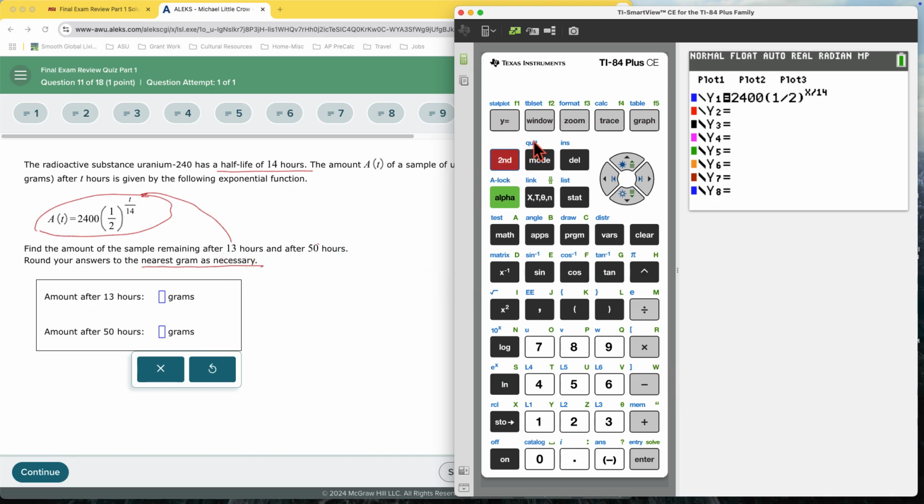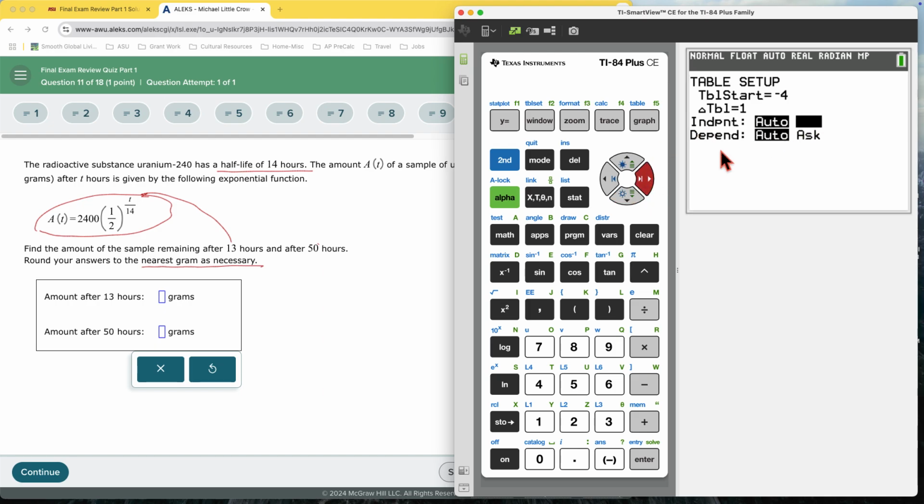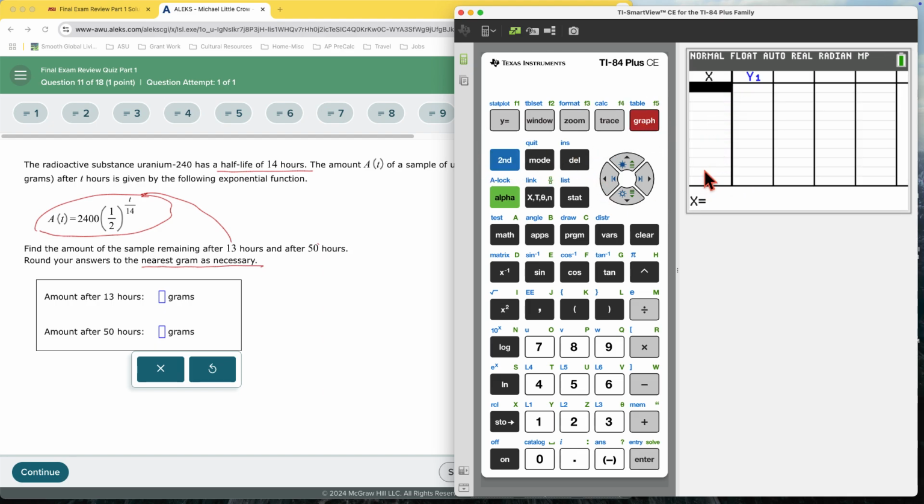If you'd like to get there a little quicker, I'll show you: in table set, we could change this to ask instead of auto, because there's a big difference. Or you could just scroll if you want. But if you change it to ask, when we go to the table, it's going to ask us which values we want for x. Well, I want 13, and it plugs 13 into the function and gives us this answer. And then I put 50, and it plugs in 50 and gives me this answer.